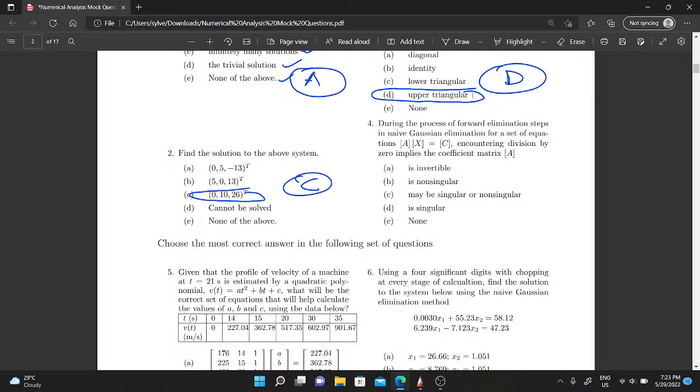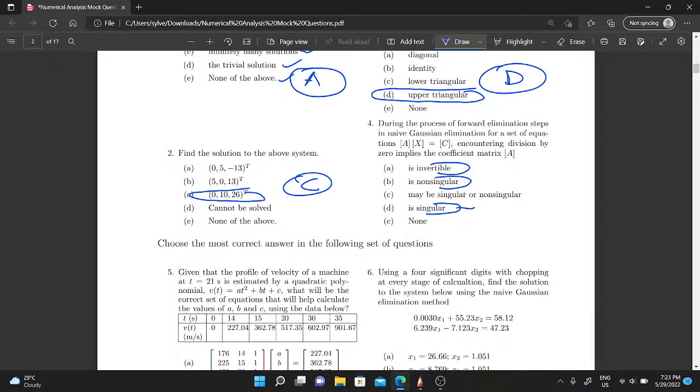Right? So now, what the question is asking is, if you meet a division by zero, how can you describe that matrix? Now, the thing is that encountering a division by zero doesn't imply anything about the matrix. You understand? It doesn't imply anything. It doesn't mean whether it's non-singular, it doesn't mean whether it's singular, it doesn't mean whether it's invertible.